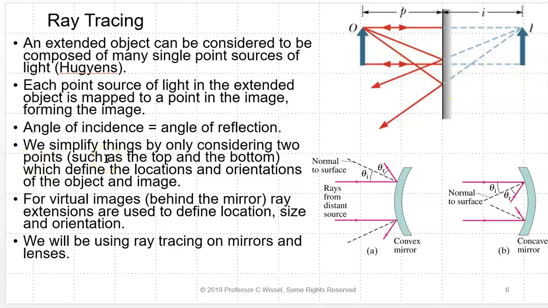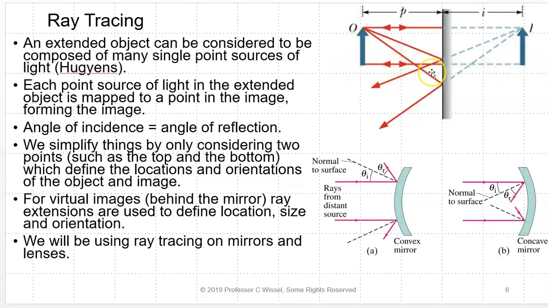We can simplify things. We're only going to consider 2 points, such as the top and the bottom. Now, we usually draw an object as an arrow. We almost always put the upright arrow with the base of the arrow along the central axis of the mirror. That's a line that runs through the center of the mirror, perpendicular to the mirror surface. And then the object is usually set as an upright arrow with its height a scale factor of the actual height. Okay, and then we place this along the central axis here.